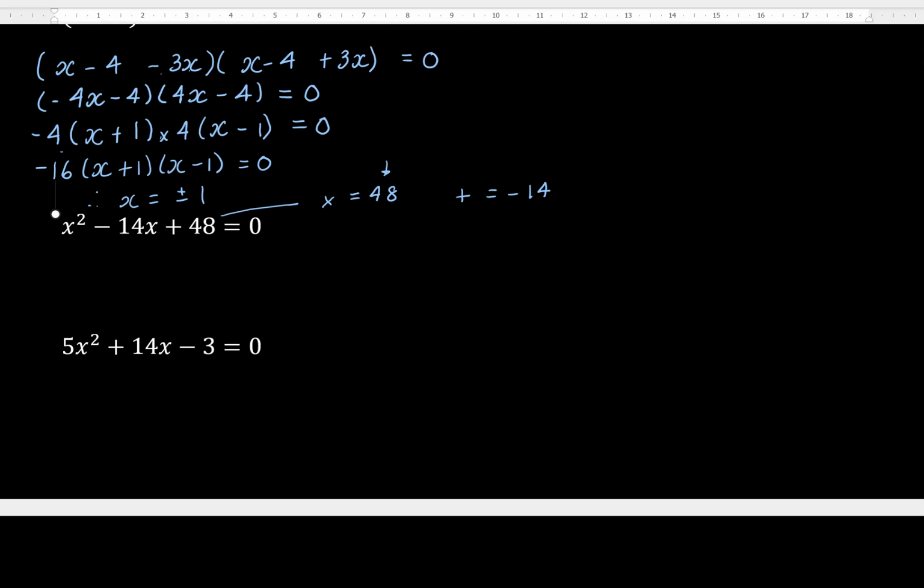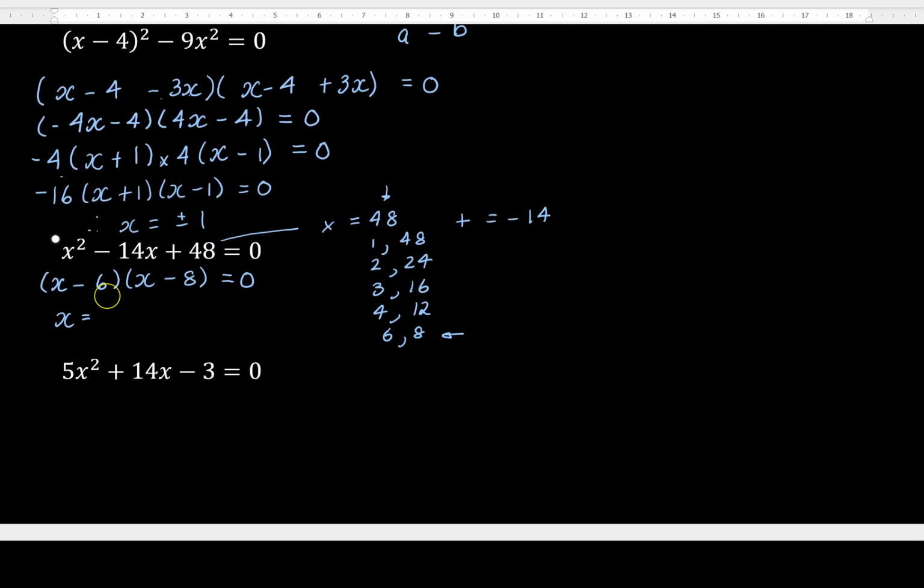Those people who are good with multiplication, their times tables, probably already know what the answers are, but if you're not, we list them. 2 goes in 24 times. Does 3 go in? Yes, 16 times. Does 4? Yes, 12 times. 5, no. 6 goes in 8 times. 7, no. 8, you've got them all. So which pair could I get 14 from? It's these guys. Okay, so x minus 6, x minus 8 equals 0, x equals 6 or x equals 8.